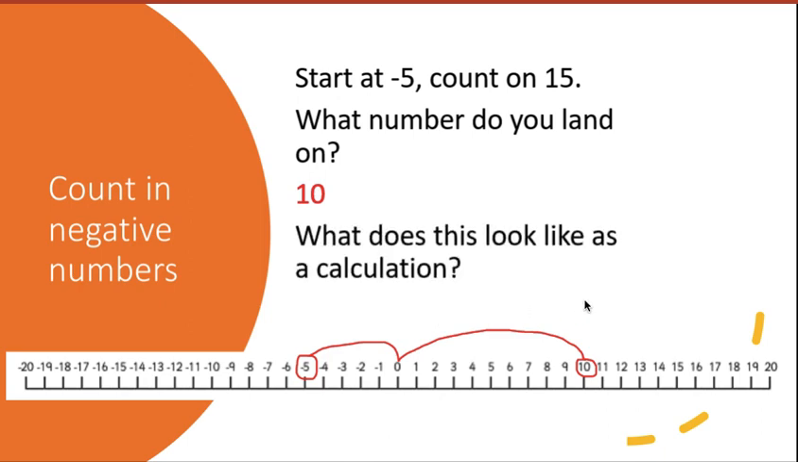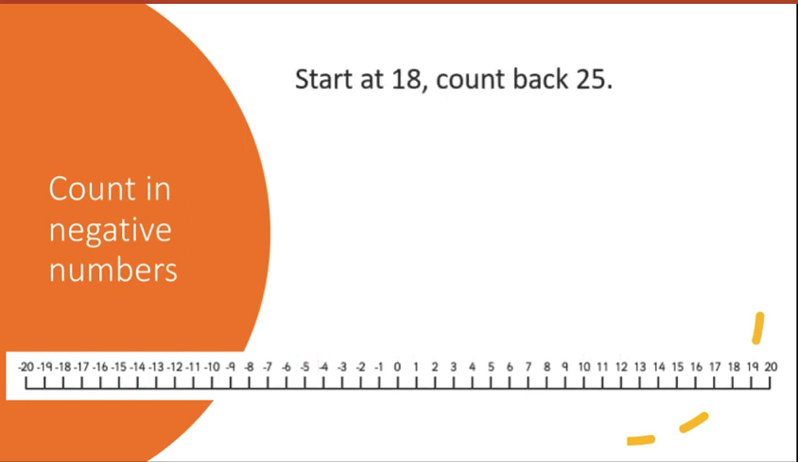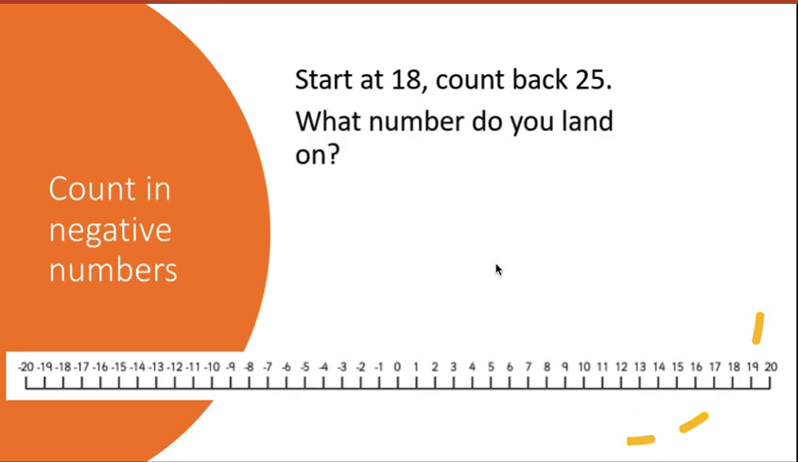What does this look like as a calculation? Take a moment to write it down. Let's look together. Minus 5 plus 15 equals 10. It's a count on, so we know it's an addition. Okay, one more. Start at 18, count back 25, counting back. What number do you land on? Take a few moments to work it out.